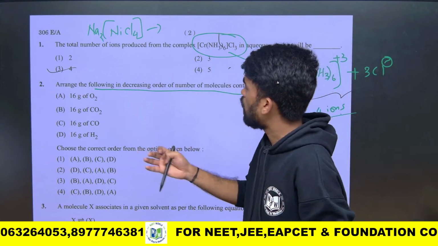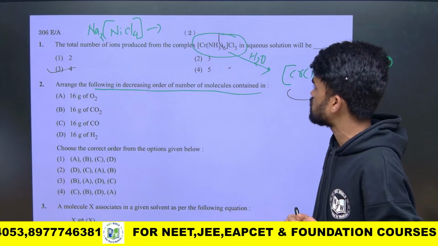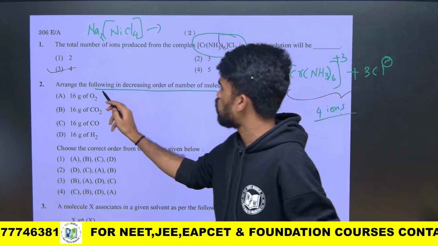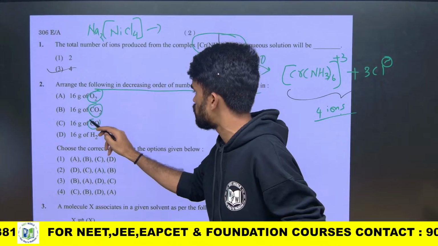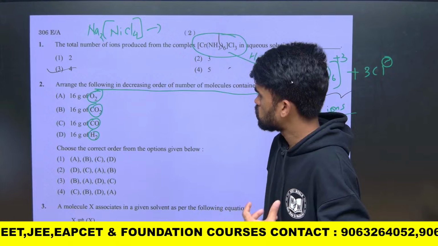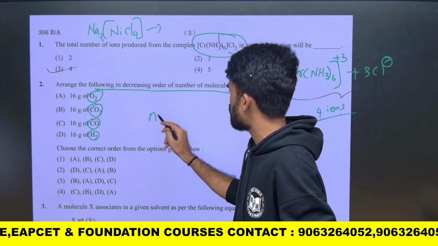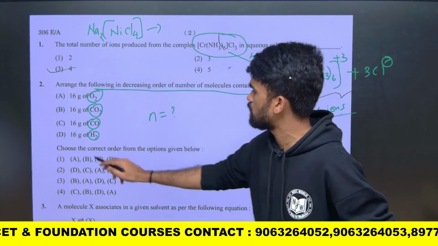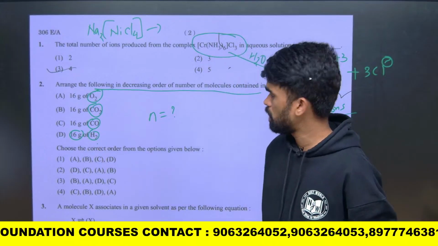Now look into this question. Arrange the following in the decreasing order of the number of molecules contained in it. So we have O2 molecule, CO2 molecule, CO molecule and H2 molecule. So which is having the maximum number of molecules? How can we find the number of moles first? How many moles are in 16 grams of H2? How many moles is it?